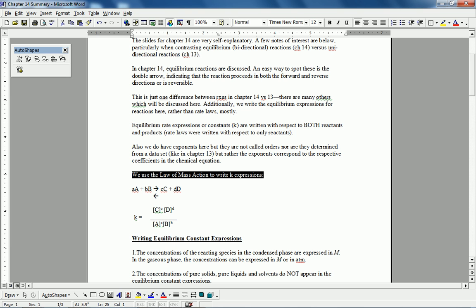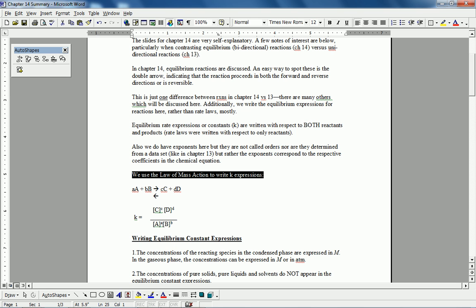Of course, looking at this hypothetical equation, aA plus bB equals cC plus dD, where the capital letters represent your reactants and products, and the lowercase letters represent your coefficients. Again, what we're looking for is a double arrow, so that is equilibrium. To write our K expression, according to the law of mass action, it is the products, that's C and D, concentrations, that's what the brackets represent, each to the power of their coefficients, so capital C to the power of little c and capital D to the power of little d, all over your reactants, written in the same fashion.